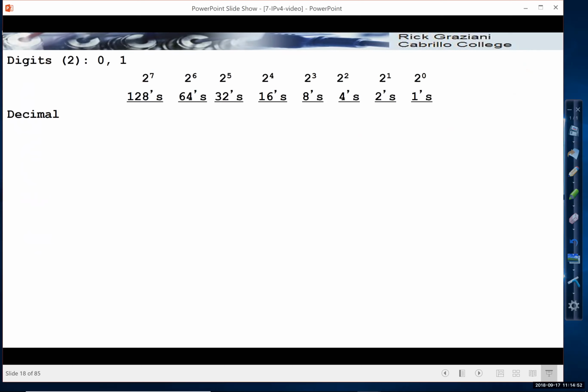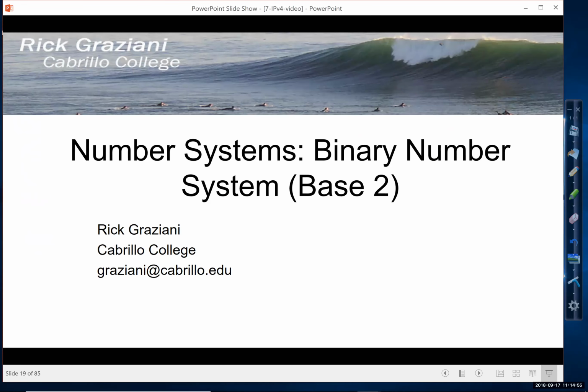Okay, so hope this helps you understand the binary number system, how to convert from decimal to binary and binary to decimal. Not too difficult, I hope. Okay, just practice, get used to it. It's really simple. Thanks.